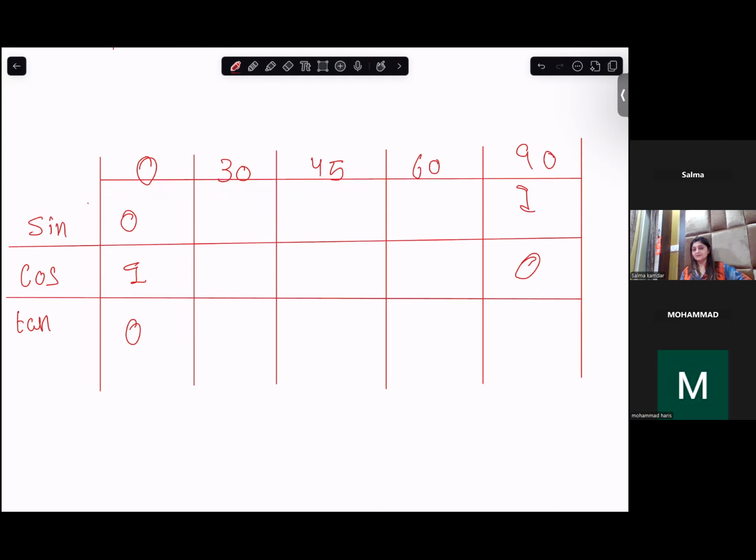So the sine and tan at 90 are 1 and undefined. Can you fill in the 45 degree for all three? Can you fill the 60 for sine and 30 for sine? Fill the remaining boxes.